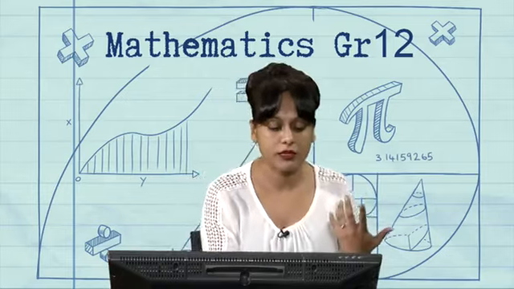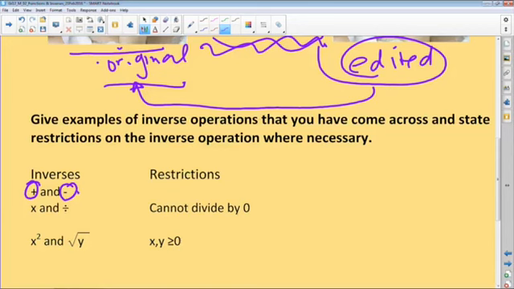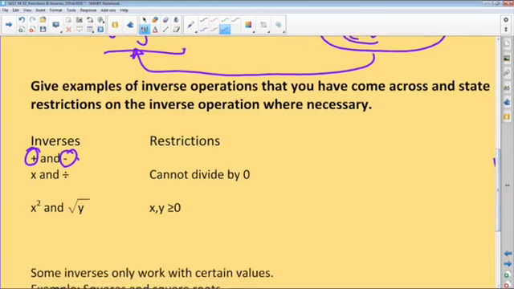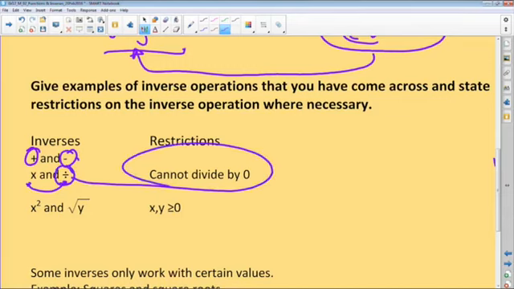So in the same way, subtraction will be the inverse of addition. There's no restrictions really there. Another one that you've come across and you've used quite a bit is multiplication and division. Now, multiplication is the inverse of division, just as division undoes whatever multiplication does. But we know that when we're looking at division as the inverse, we cannot divide by 0. That gives us an answer that's undefined.